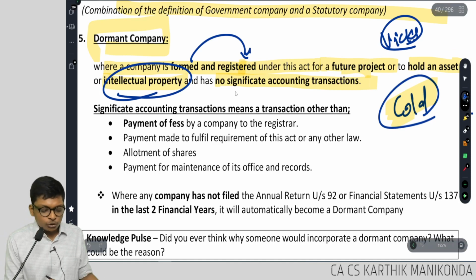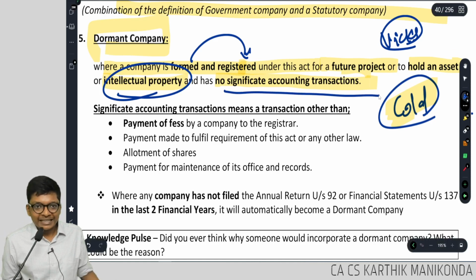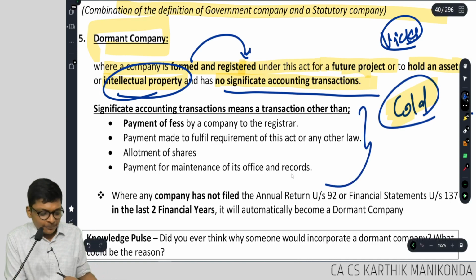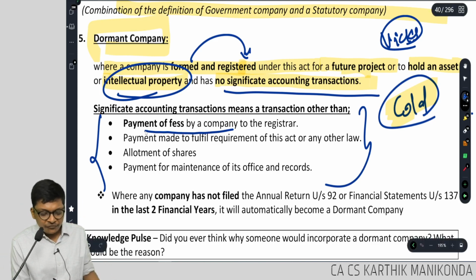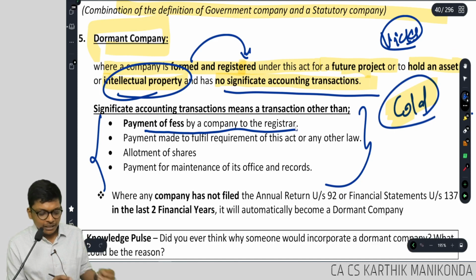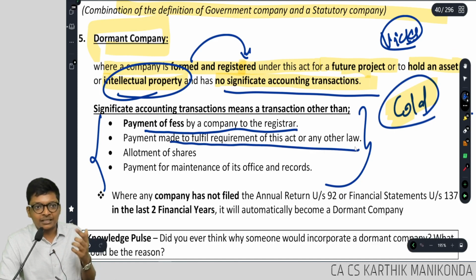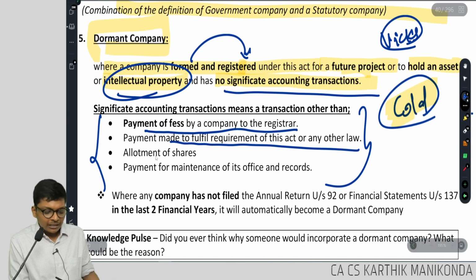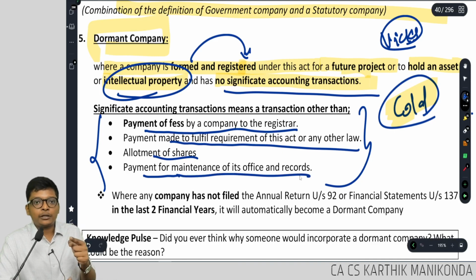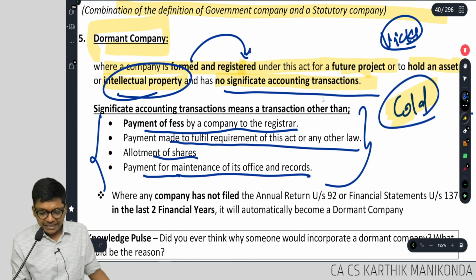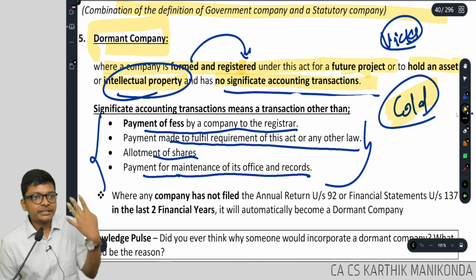Okay. This company should not have significant accounting transactions. That means what? They should not do anything except these four things. They can do only these four things. What is it? Payment of fees by a company to the registrar, payment made to fulfill requirements under this Act, any legal fees or PF, whatever, allotment of shares, payment for maintenance of its office and records. See, significant accounting transactions means a transaction other than these four. That means you can do anything except these four.